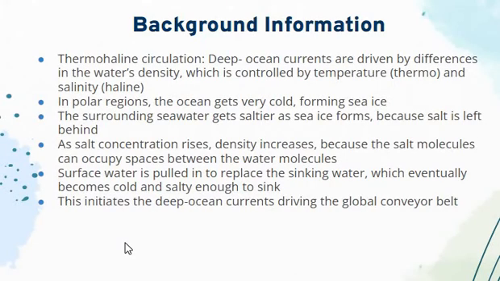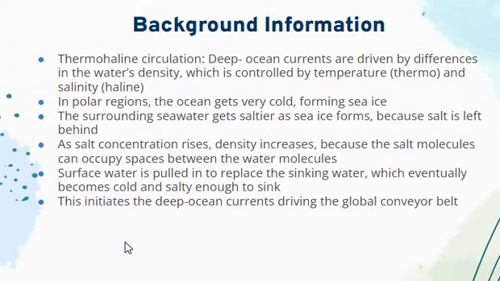Introduction. Thermohaline circulation is deep ocean currents that are driven by differences in the water's density, which is controlled by temperature, thermal, and salinity, haline. In polar regions, the ocean gets very cold, forming sea ice. The surrounding seawater gets saltier as sea ice forms because salt is left behind.